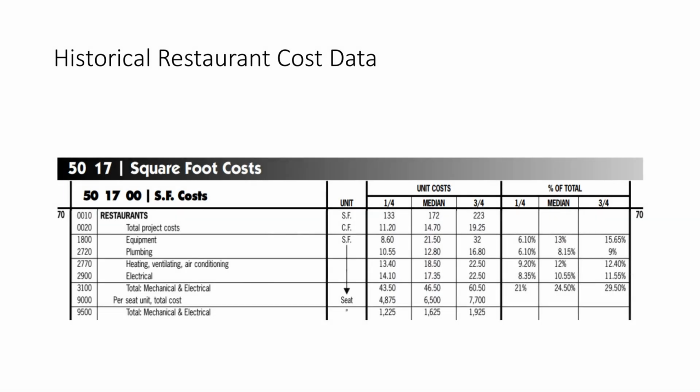This table comes from RSMeans and shows historical benchmark costs for restaurants using two common ROM approaches: cost per square foot and cost per seat. At the top, you see total project cost per square foot. For restaurants, the median cost is $172 per square foot, which we use for ROM estimating unless we have a reason to adjust. At the bottom, you see the per seat unit cost, with a median of $6,500 per seat. This is especially useful when restaurant scope is driven more by seating capacity than floor area.